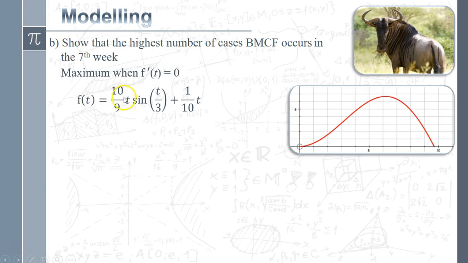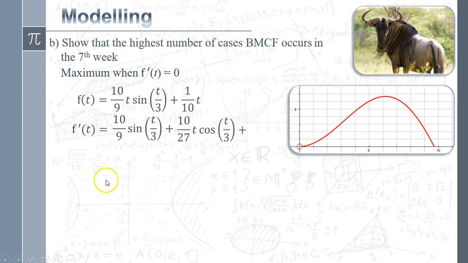We've got a bit of product rule to do in here. So differentiate one, leave the other alone, plus leave the first one alone, differentiate the second one. So our sine has become the cos, and we've got the extra dividing by 1/3 coming out into here. And then what we've got is just differentiating the 1/10 t. That's a nice straightforward job.